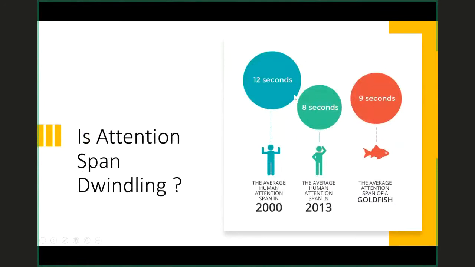So when we talk about attention spans, we can pick on the millennials, we can pick on the Z generation, Generation X and Z, but all of our attention spans are dwindling. In 2000, the average attention span was 12 seconds. In 2013, it was 8 seconds, and a goldfish is 9 seconds. So we're right about there where the goldfish are. It's a little scary, isn't it?